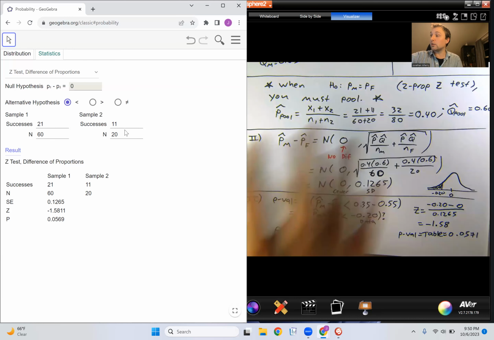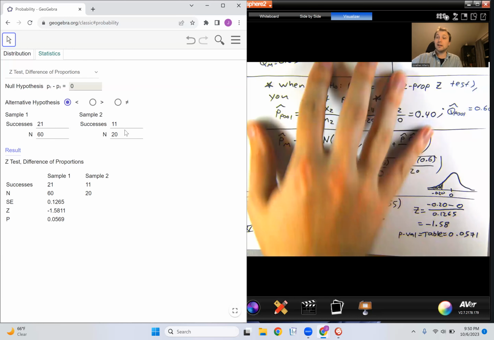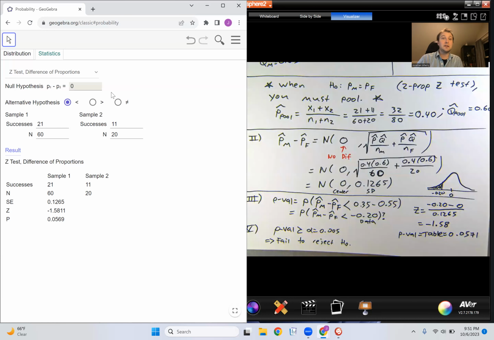If you're asked to show your work, this is what it looks like to show your work. If you're just trying to get that number really quickly, GeoGebra is a fast way to get that number. I hope that helps. This was a MyOpenMath example for two proportions.